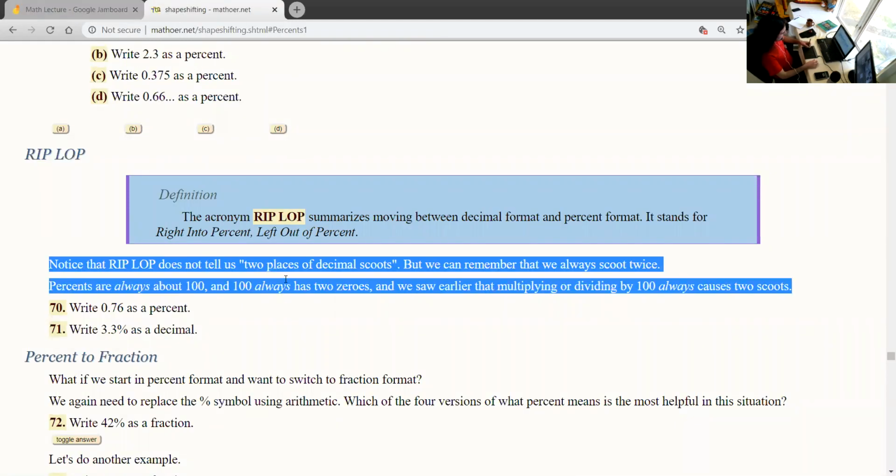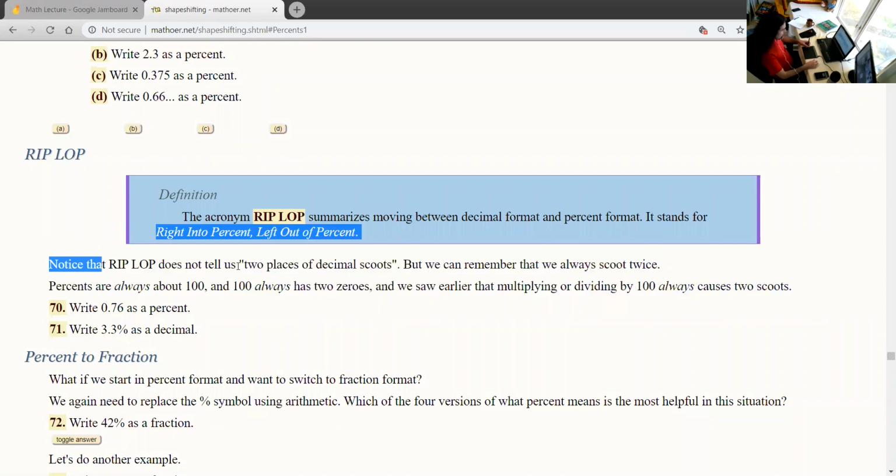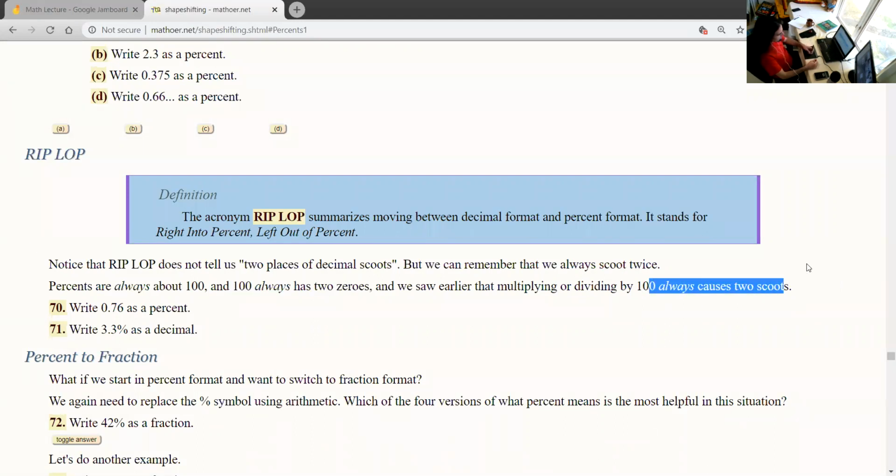Okay, notice RipLop doesn't say 2 places, but we know it's always 2 places because percents are always about 100, and 100 always has 2 zeros, and 2 zeros always means 2 scoots. So it would just be too long to be a cute little acronym if it somehow had 2 spaces also in it.